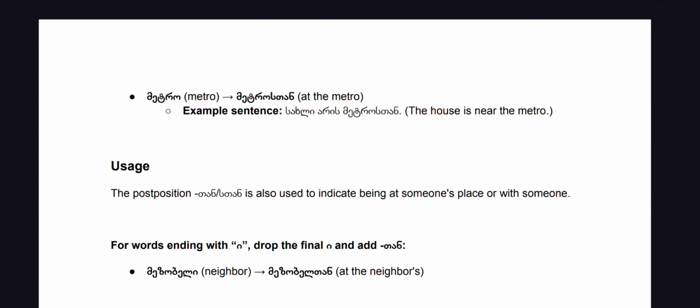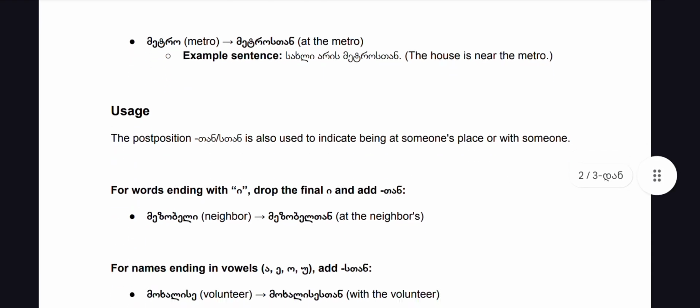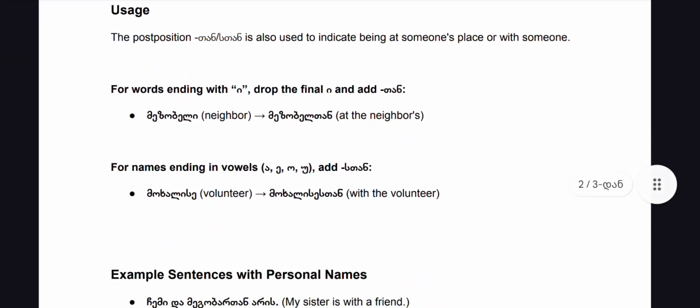Metro, it is a subway. Metrostan means near the subway. Sahli aris metrostan. The house is near the metro or the house is near the subway. Now let's see different examples. When you are indicating a person, it can mean at someone's place or with someone. For example, mezobeli means a neighbor. Mezobeltan means at the neighbor's house.